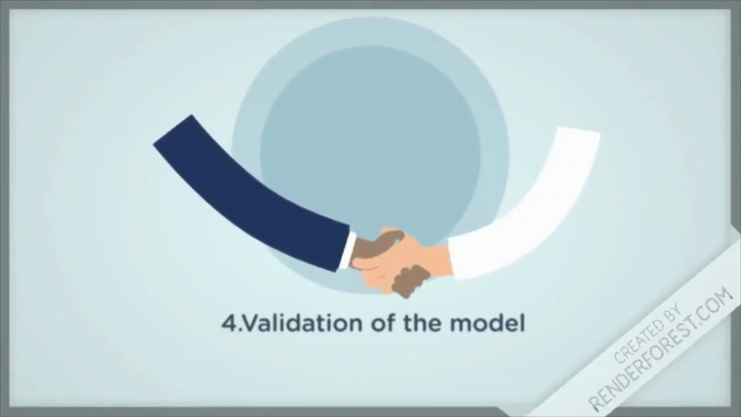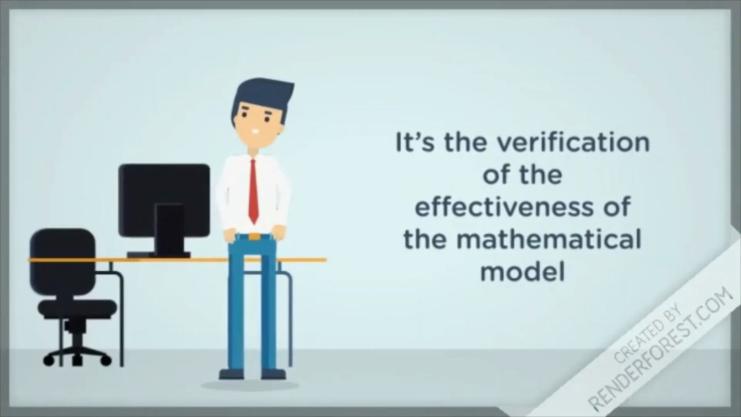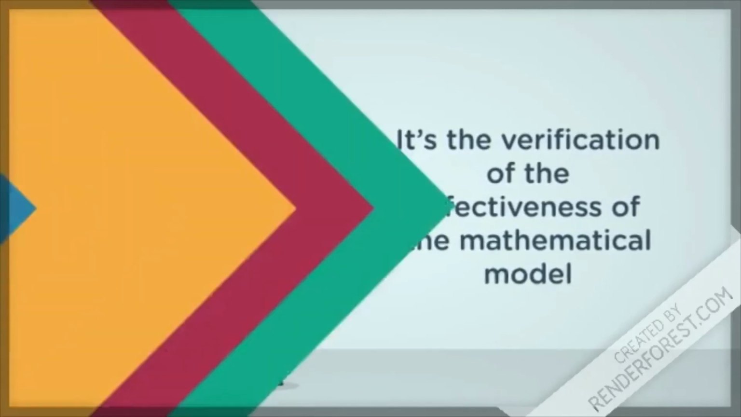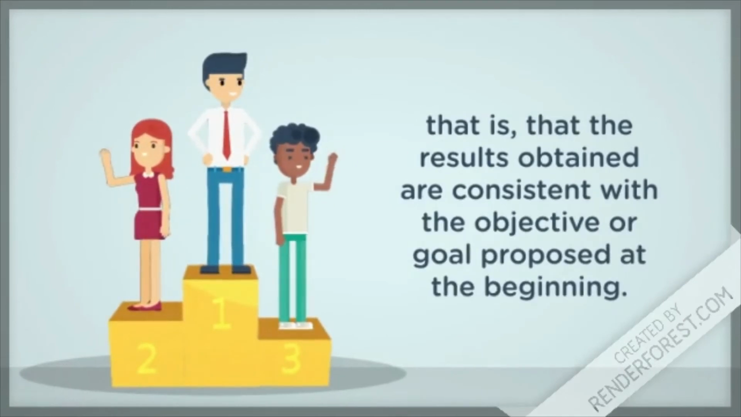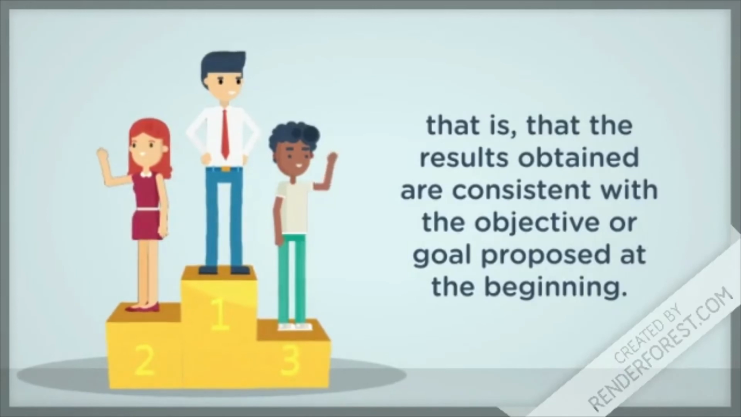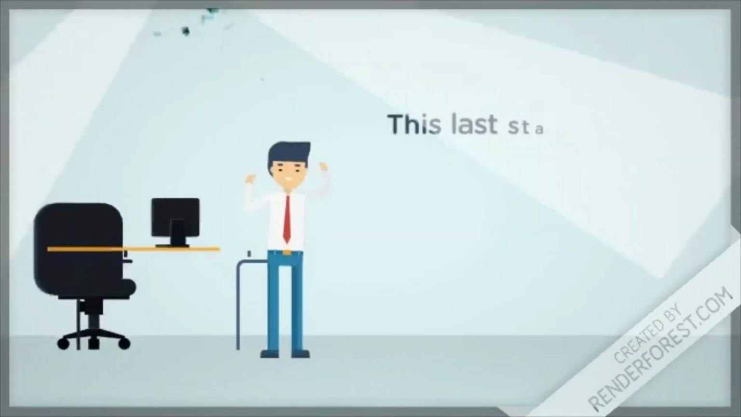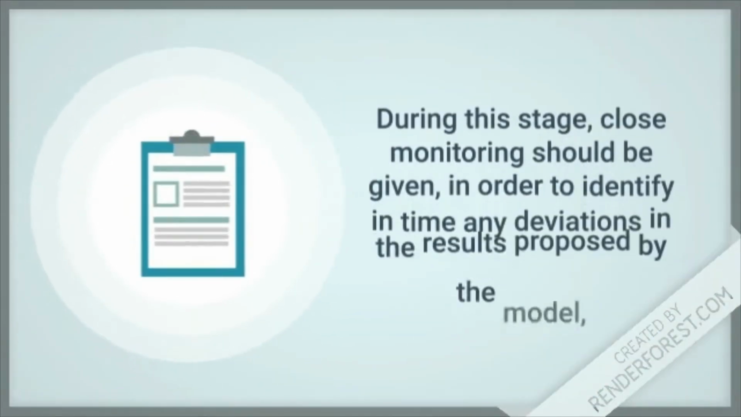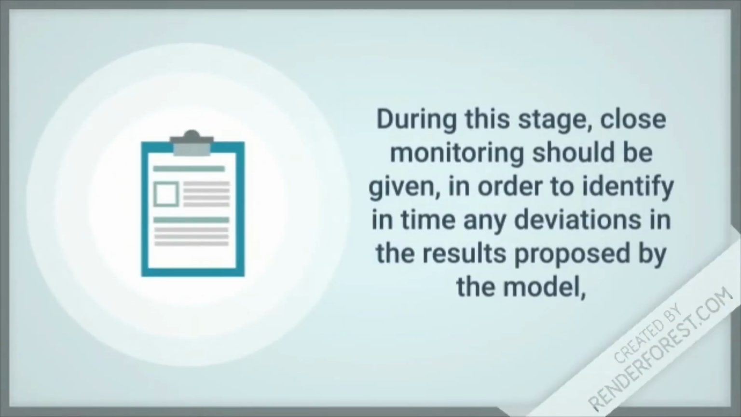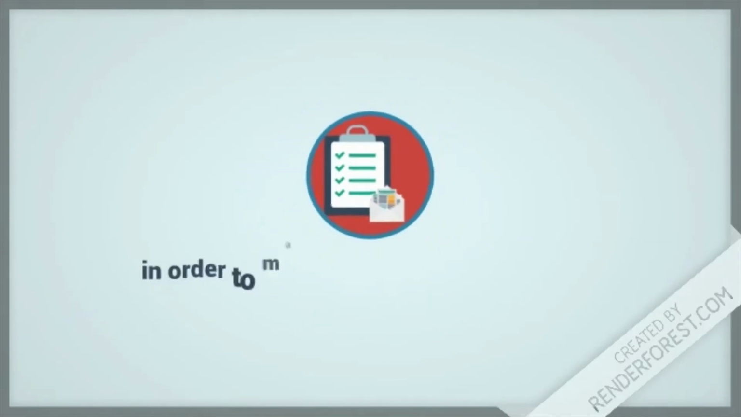Number 4. Validation of the model. It's the verification of the effectiveness of the mathematical model. That is, that the results obtained are consistent with the objective or goal proposed at the beginning. Number 5. Implementation of the solution. This last stage, as the name says, is the implementation of the results obtained. During this stage, close monitoring should be given in order to identify in time any deviations in the results proposed by the model, in order to make corrections to the model.